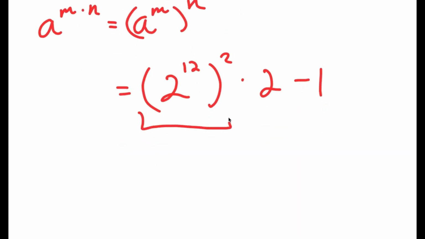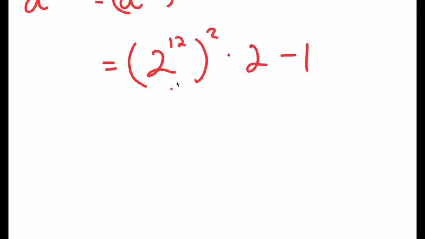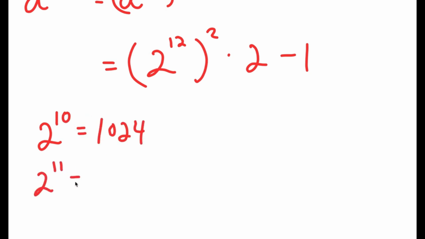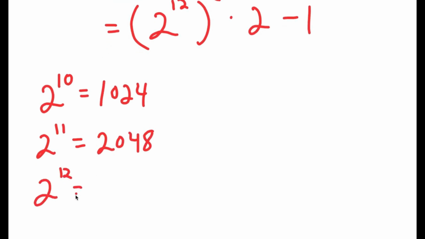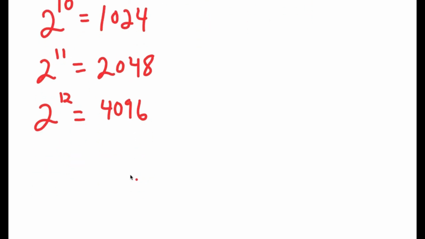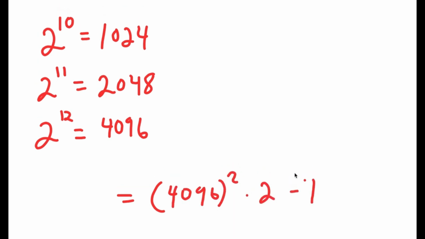So now I'm actually going to plug in the actual value of 2 to the power of 12, because it is small enough where we know the exact value of it. If you don't know what 2 to the power of 12 is, well, 2 to the power of 10, you should always remember this as 1024. So 2 to the power of 11 is going to be double of 1024, which is 2048. And 2 to the power of 12, which is the value we're looking for, is going to be double of 2048, which is 4096. So now I get 4096 squared times 2 minus 1.